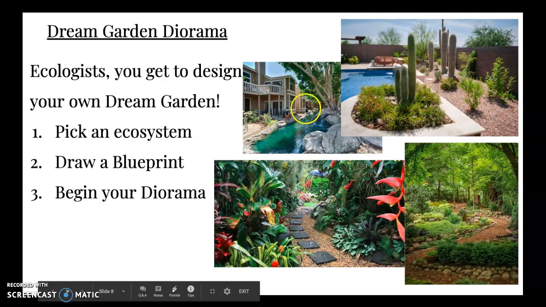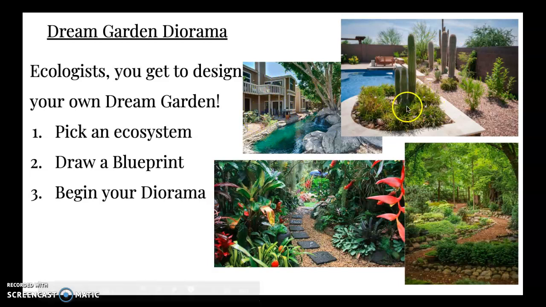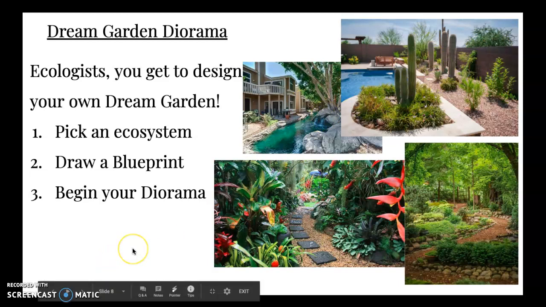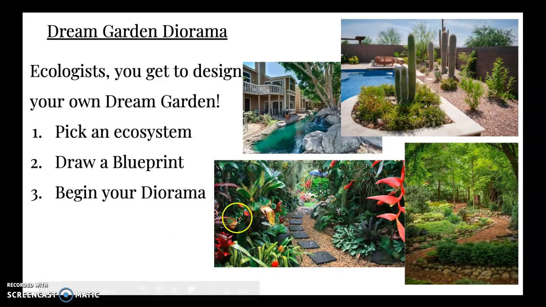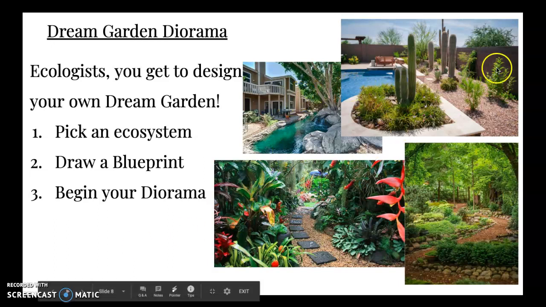I know this picture is supposed to be of the tide pool and this is supposed to be of the desert. I couldn't find a lot of super good images, so I just did the best that I could. But what you're going to get to do is pick your favorite ecosystem. So did you like the tide pool the best? Did you like the desert? Did you like the temperate forest the best? Or did you like the tropical rainforest? Which one were you the most interested in? You're going to design your garden based on one of these ecosystems.